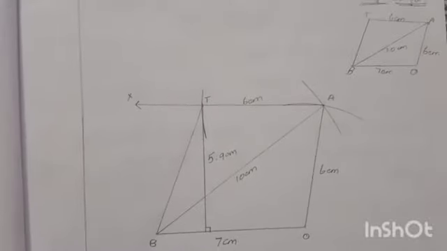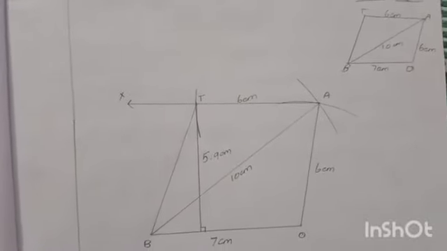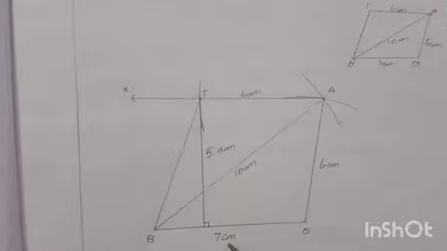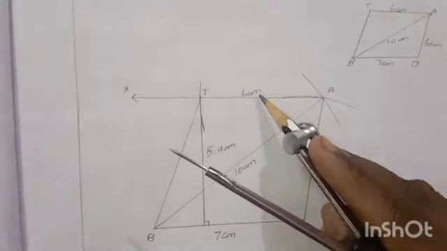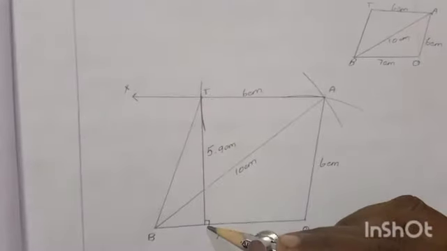For the area, we need AB and the height. The parallel sides are considered as A and B. This is A, this is B. How to construct this height?